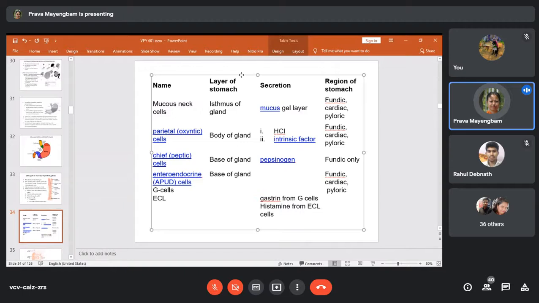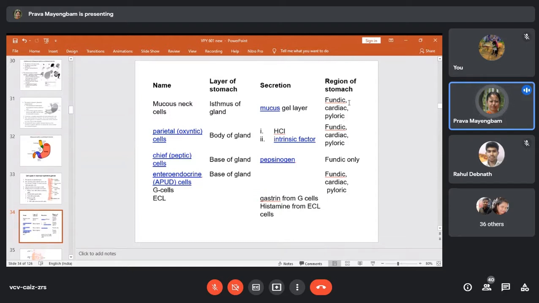I want to show these in the form of a table. The first is the mucus neck cells, which form the isthmus of the gland. The isthmus is a neck-like structure, like a road that suddenly becomes narrower and then becomes wider again. The isthmus of the gland is formed by the mucus neck cells, and their secretion is mucus gel. These cells are present in the stomach proper and the pyloric part.